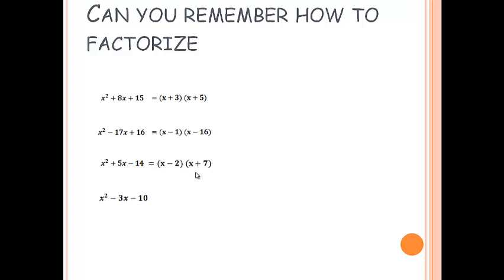So 2 and 7. But what is the sign of 2 and what is the sign of 7? Which is greater, 2 or 7? 7. So 7 takes the sign of the middle. The middle is positive, so 7 is positive and the 2 is negative.